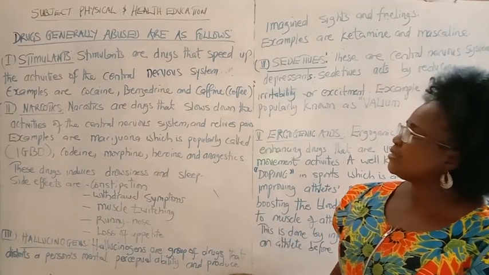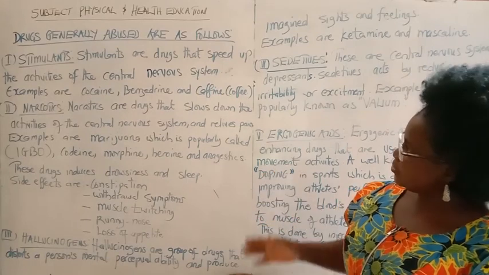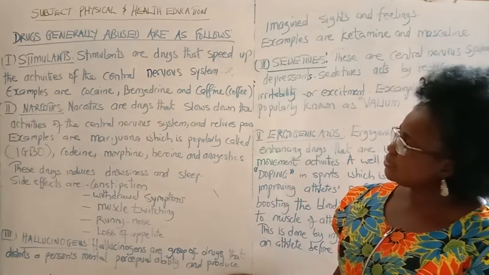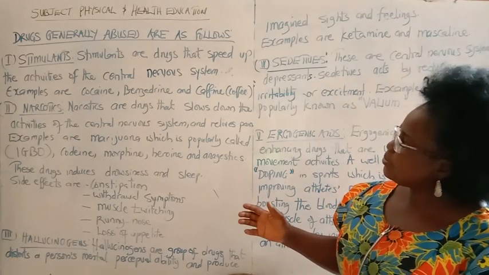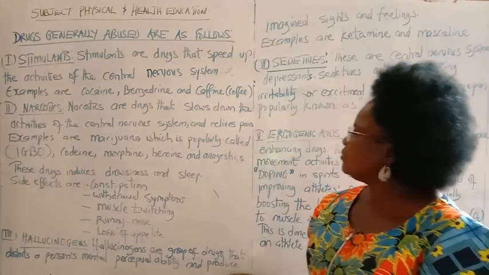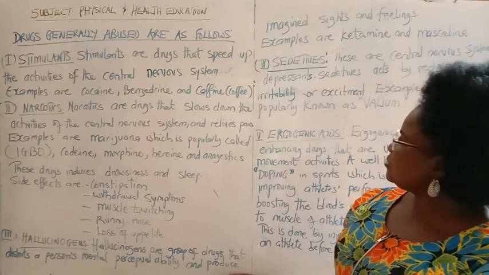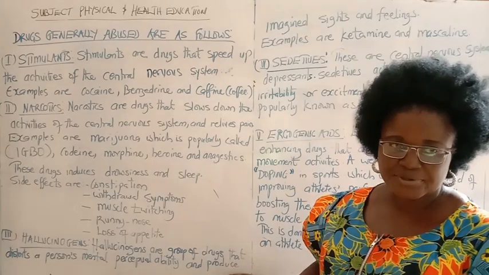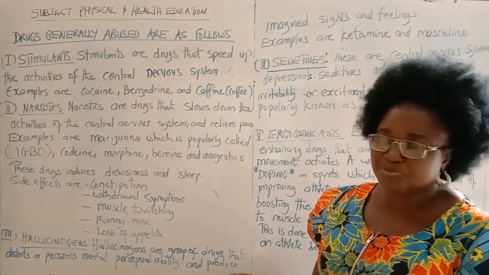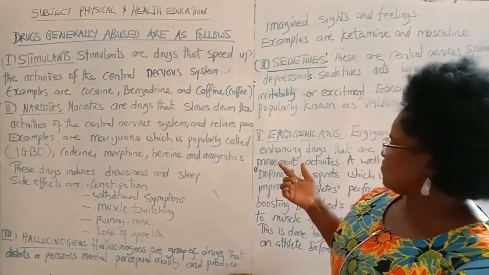Right. Now we move on straight to drugs that are generally abused. We have number 1, stimulants. Stimulants are drugs that speed up the activities of the central nervous system. Examples, we have cocaine, benzedrine, and caffeine, which is coffee. Now, these are the ones the students use so much because you want to keep awake to read. Now, you can abuse it and it might have an effect on you.